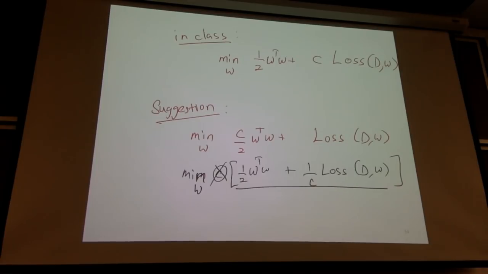Which means when you attach the C here, it's exactly as if you attached a 1 over C on the other side. But this way I don't edit your numbers. So the numbers that I gave, think of them as guidelines or suggestions.